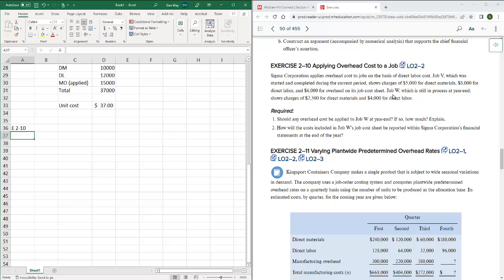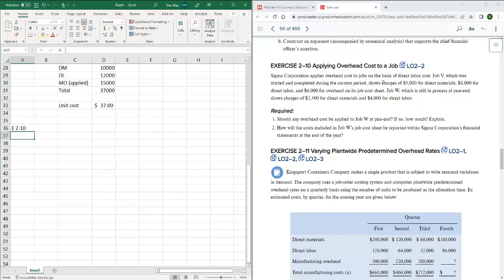So job W, to reiterate, was still in process at year end, and on its job cost sheet it was showing direct materials charges and direct labor charges, or costs incurred. So the first answer here is yes, we should be applying overhead costs to job W at year end. We're applying overhead throughout the period as we work on things, based on a predetermined overhead rate, which in this case is based on direct labor cost. So job W has incurred some direct labor costs, so we should in turn apply some overhead to it in this same period. Now let's figure out how much.